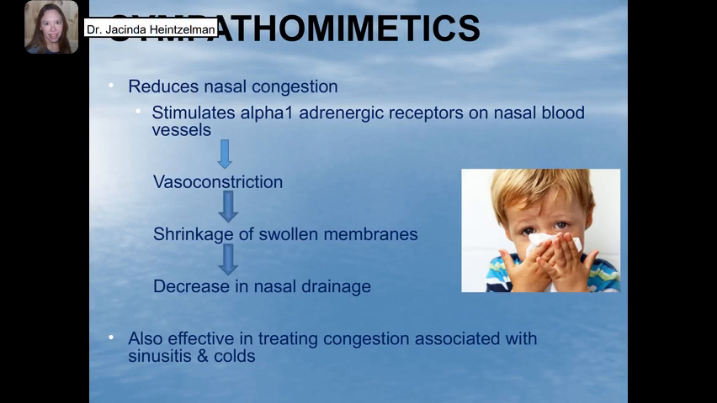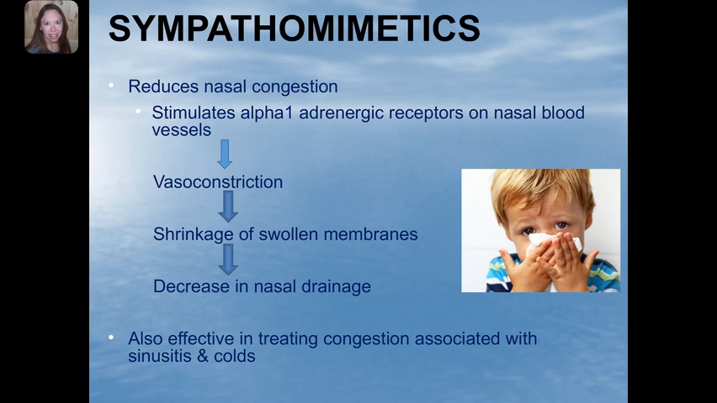Sympathomimetics are also going to be used for allergic rhinitis. How exactly are these working? Well, they are going to help to reduce the nasal congestion. Thinking about pathophysiology, where exactly is it working? Well, it's actually working on the alpha-1 adrenergic receptors, and this is going to be on those nasal blood vessels. What it's going to cause is vasoconstriction, and that's going to help shrink the swollen membranes, and then that's going to lead to a decrease in the nasal drainage.